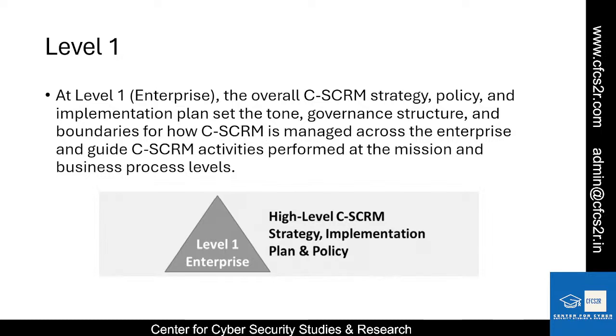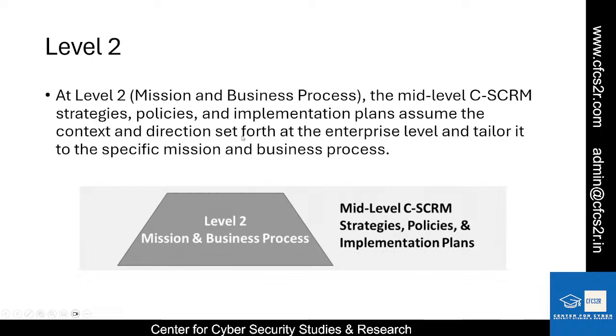At level one, the overall SCRM strategy, policy, and implementation plan set the tone, governance structure, and boundaries for how SCRM is managed across the enterprise, and guide the supply chain risk management performed at the mission and business process level. So at level one, the high-level C-SCRM strategy, implementation plan, and policy are developed. At level two, we have mission and business processes. This mid-level C-SCRM derives the strategies, policies, and implementation plans, assuming the context and directions set forth at the enterprise level.